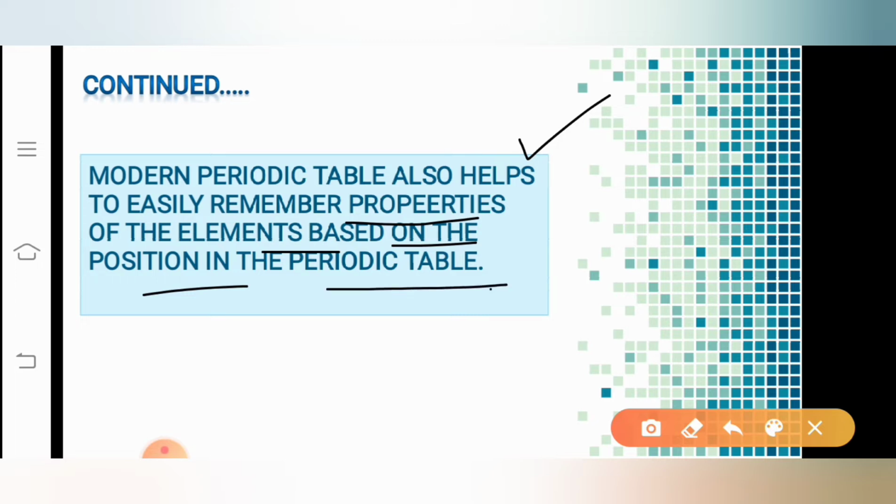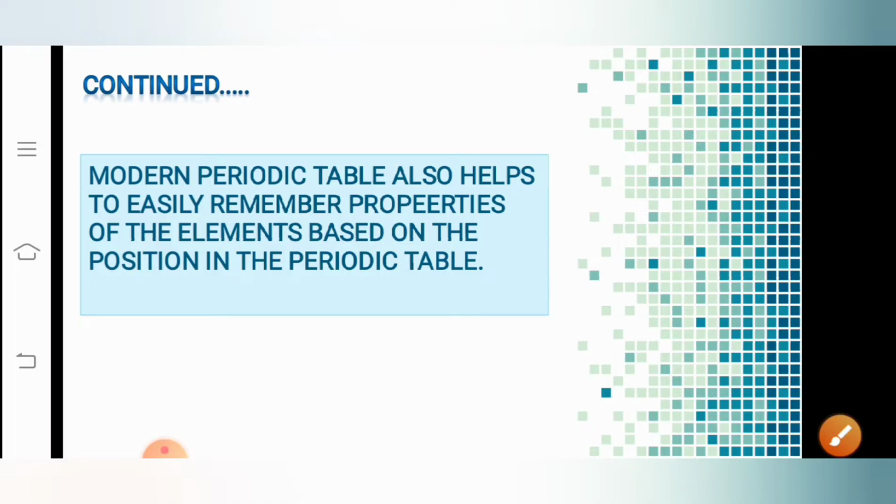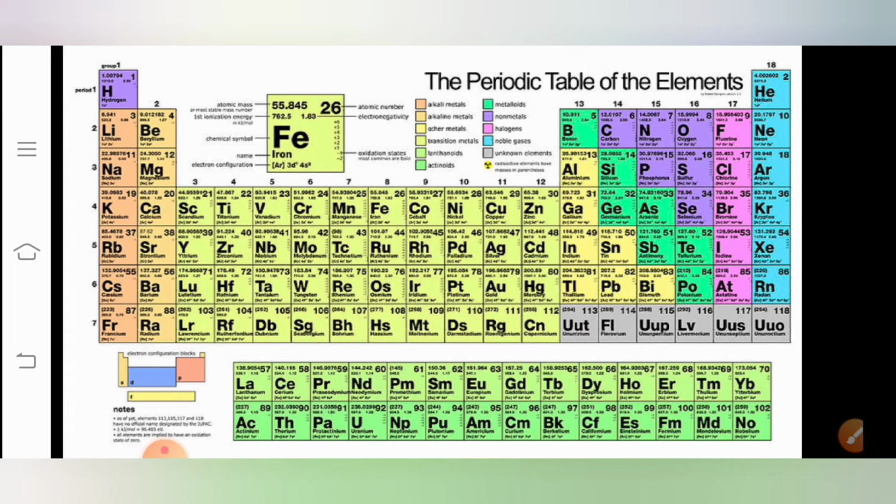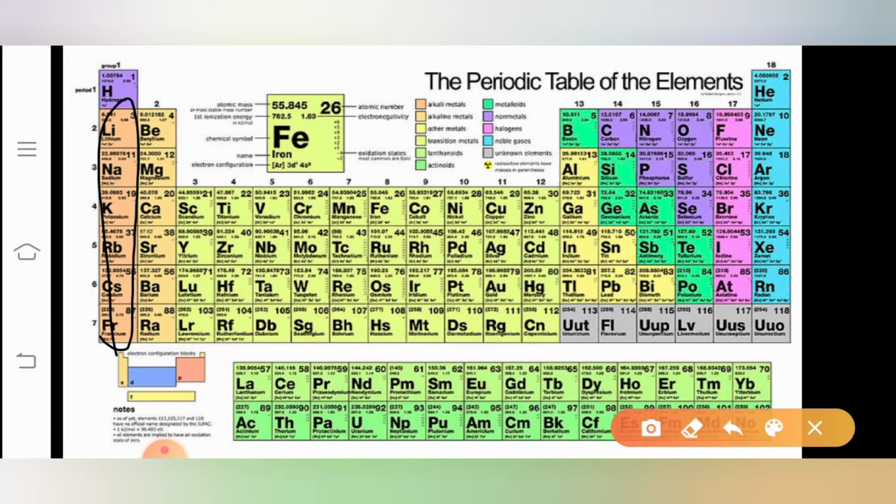In my previous session I told you, right? So if we look at the modern periodic table, this is the table. All the elements which are present in this group have the same properties. Correct? If we look at them, they have the same property. This is because of the position they have in the periodic table. Clear?